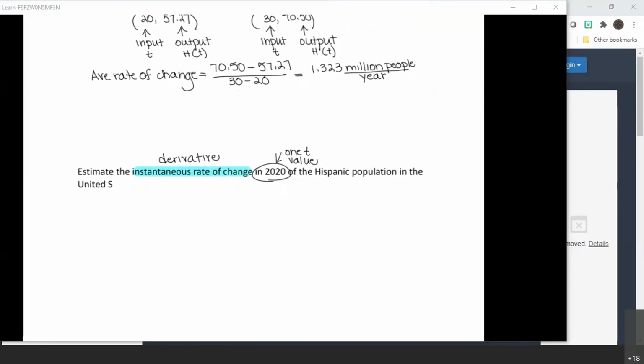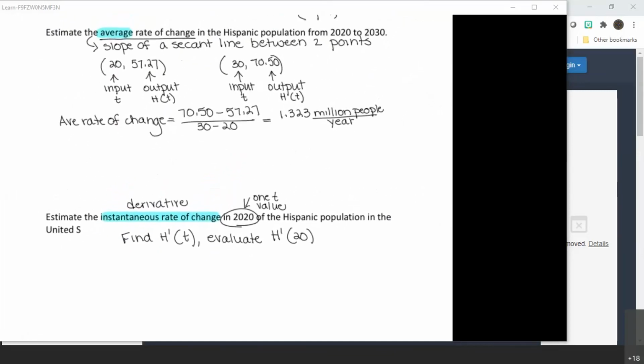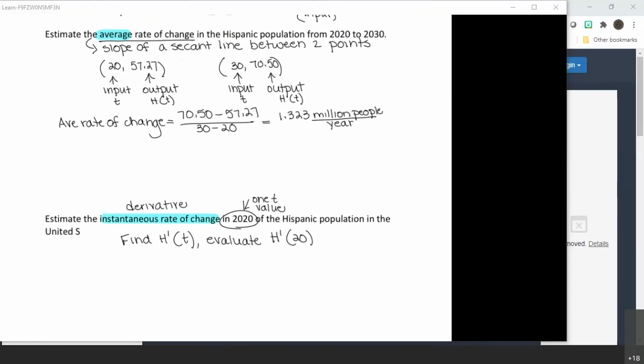So what this is saying is estimate the instantaneous rate of change. This says find h prime of t and then evaluate h prime of 20. That will give you an estimate of the actual rate of change in the year 2020. So it's still an approximation, but it's not as gross an approximation, because this is on average over 10 years.